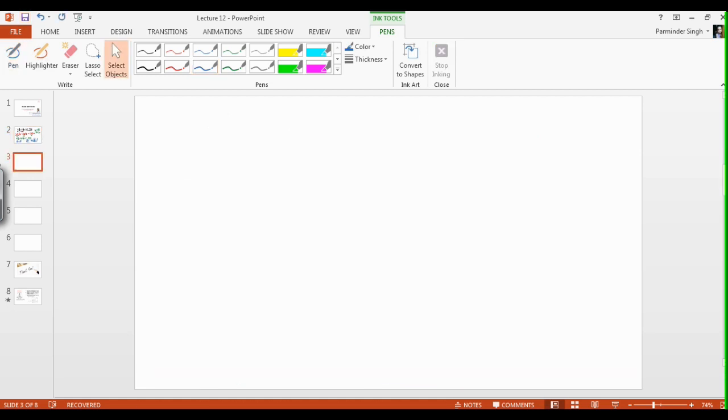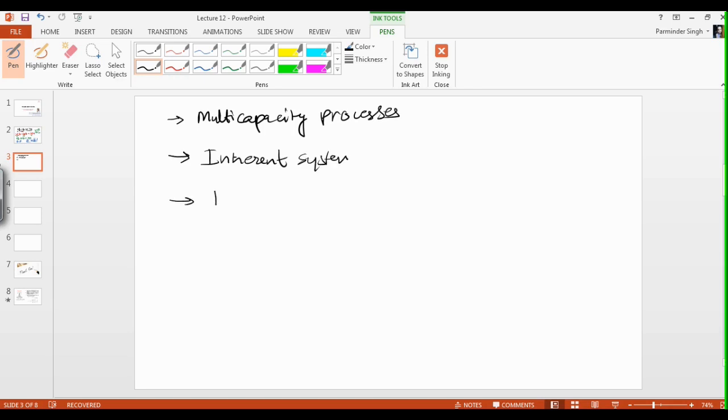Moving further, in which processes basically does the second order system occur? They are categorized into three categories, because these are the certain physical situations where a second order system occurs. First is your multi-capacity processes, second is your inherent systems, and third is any process with controller. Clear? Now let's first discuss what are these different types of systems.